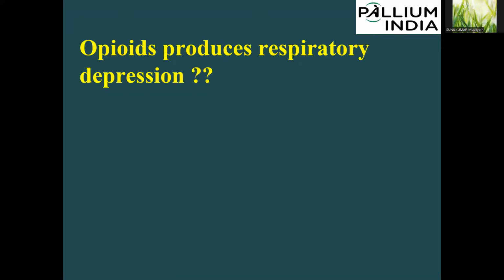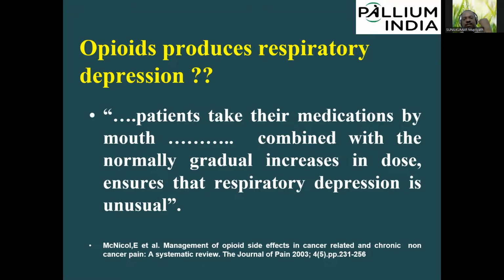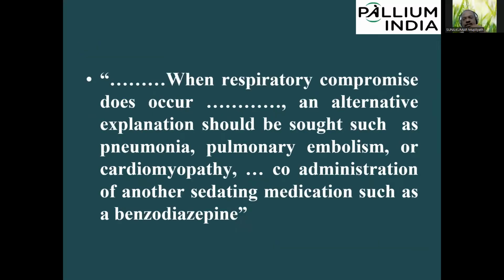Okay. So this was what we have been talking about. With opioids, we are really concerned about respiratory depression, isn't it? So this is a systematic review from 2003, which says most of the patients take their medication by mouth. That is oral morphine, isn't it? So it is usually gradually increased. So this ensures that respiratory depression is unusual. And if respiratory depression occurs, you have to seek an alternative explanation. Does the patient have pneumonia, pulmonary embolism, cardiomyopathy, or are we administering a benzodiazepine along with opioids? So please understand that respiratory depression is very unusual, especially with oral morphine. And if you titrate injectable morphine, like what I told you, then respiratory depression would be very unusual. As I told you, I haven't seen it. And even Rajagopal sir, who has been in this field for many years, has also not seen it.